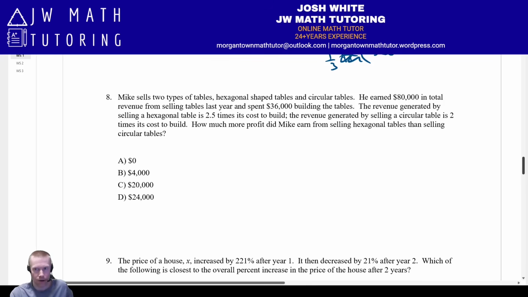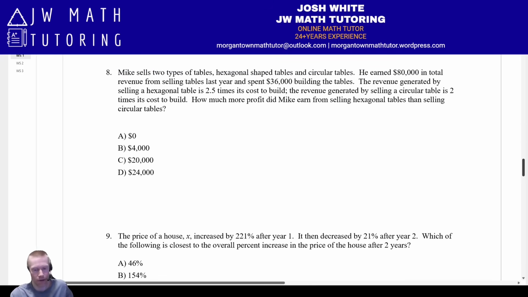Okay, next up, this is one I had seen or heard about before, but had not had enough information to figure out what it was asking for, how to solve it. But fortunately, there were a couple people that provided some more details about this. Basically, this is a problem where a person sells two types of tables, two different shapes, pick whatever shapes you want. You're given total revenue, you're given total cost, you're given the relationship between the revenue and cost for both types of tables.